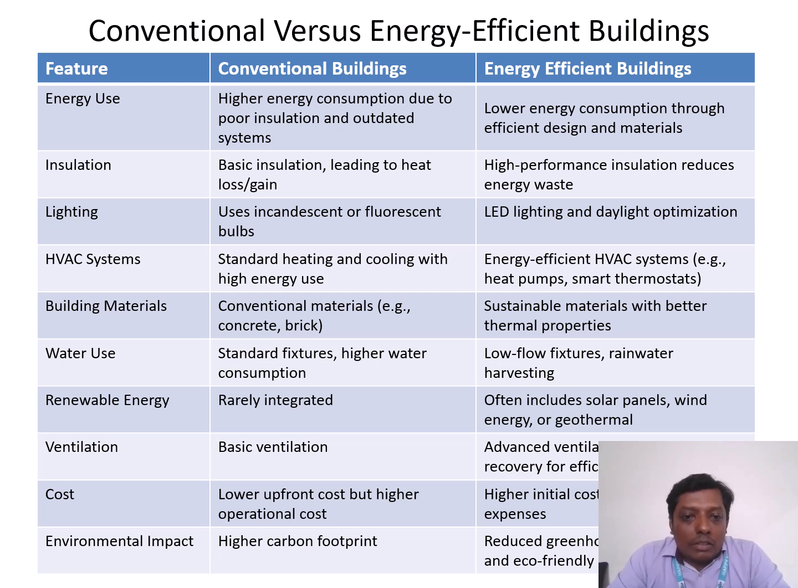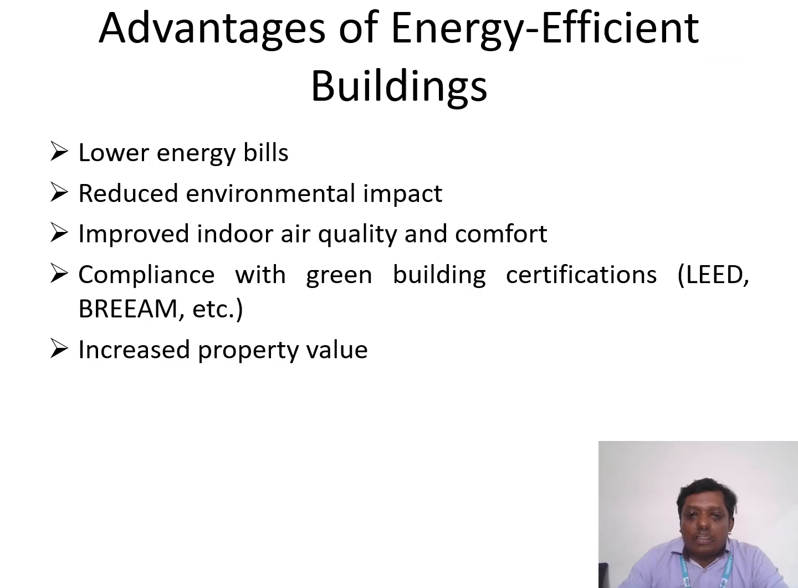Building materials: the conventional materials, for example concrete and brick. Here, sustainable materials with better thermal properties. Water use: standard fixtures, higher water consumption; here, low flow fixtures and rainwater harvesting. Renewable energy: rarely integrated in conventional buildings; energy efficient buildings often include solar panels, wind energy, or geothermal. Ventilation: basic ventilation; here, advanced ventilation. The cost is a lower upfront cost but higher operational cost. Here, the initial cost is higher, but the maintenance cost is very low. Environmental impact: higher carbon footprint; here, reduced greenhouse gases and eco-friendly.